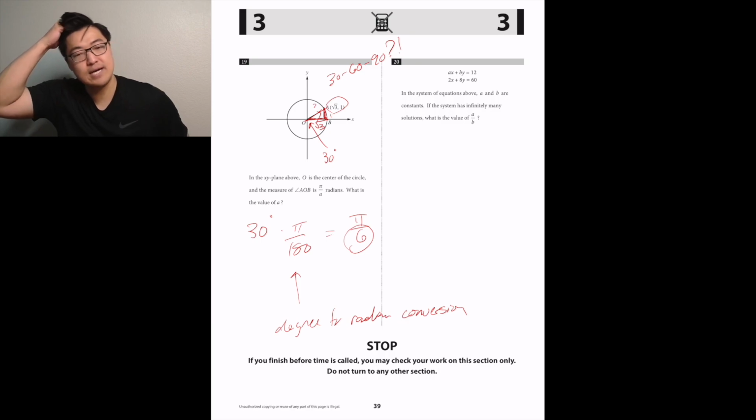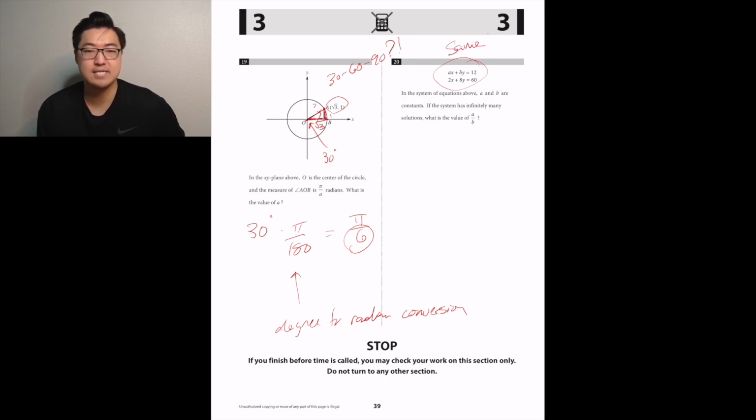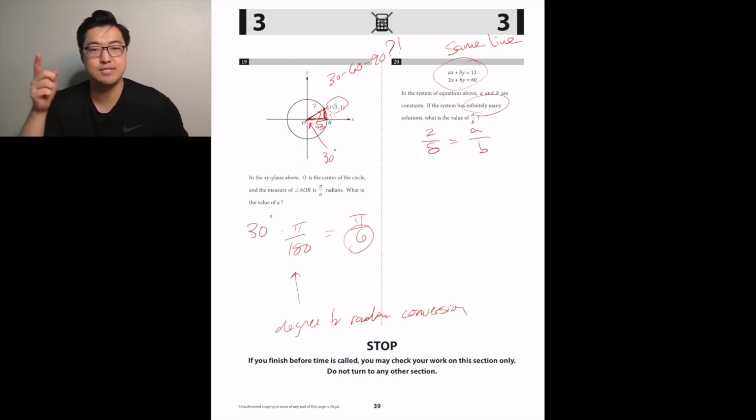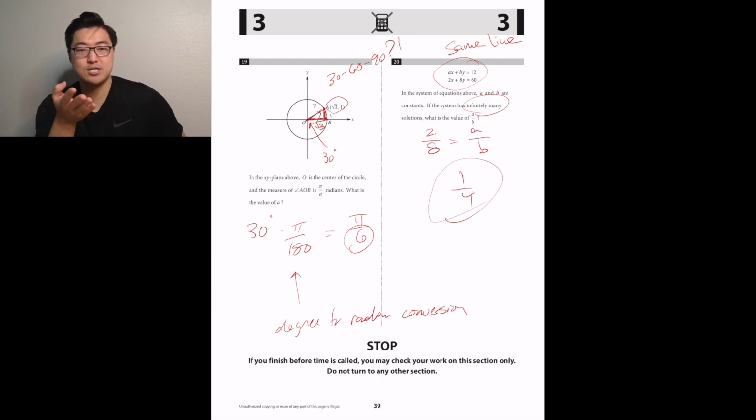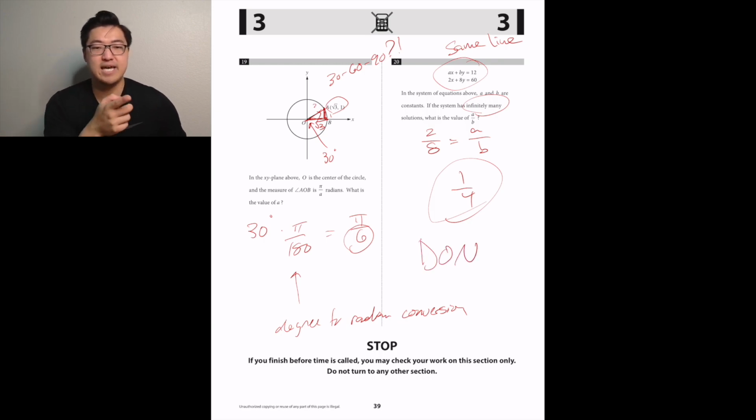In the system of equations above, A and B are constants. If the system has infinitely many solutions, what's the value of A over B? If there are infinitely many solutions, that means these two lines are exactly the same. So the ratio of 2x over 8y would be the same ratio as ax over by. So the answer would be 2 to 8, or 1/4.